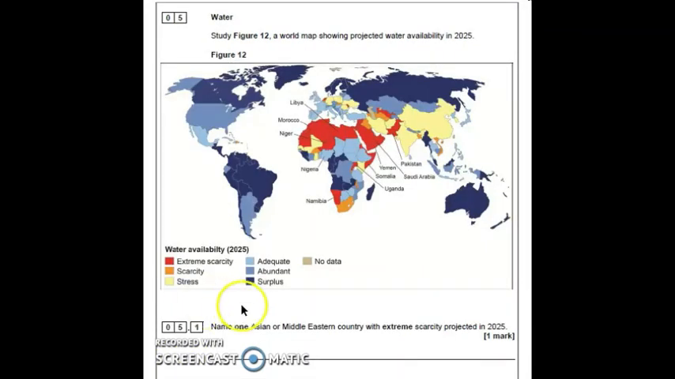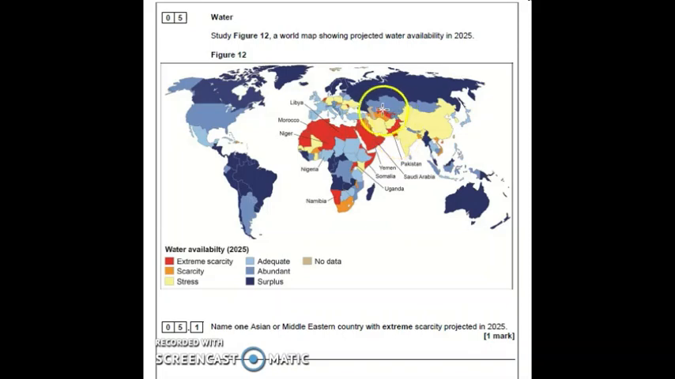5. Name one Asian or Middle Eastern country with extreme water scarcity projected in 2025. So we've got this figure. It's an extremely easy question, this one. Just got to know where either Asia or the Middle East is. So Asia is this continent here, including countries like India and China, etc. The Middle East is this bit here. So it's just to the east in the middle of the map, hence its name.